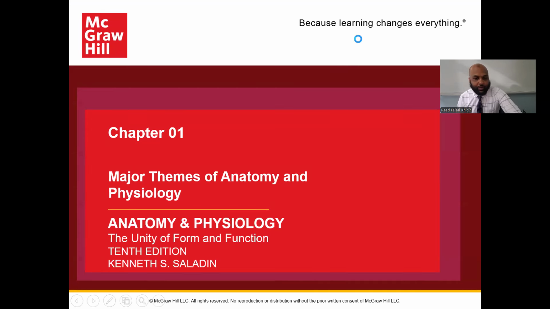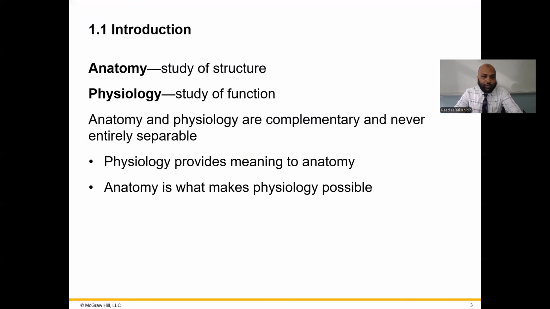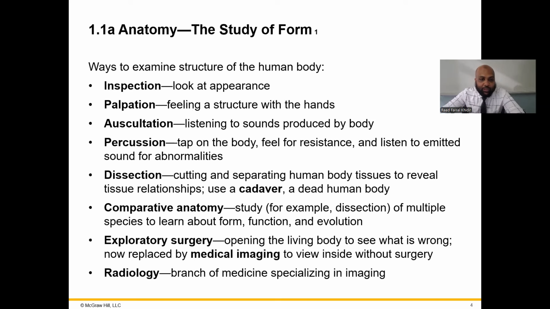Today we're going to talk about the major themes of anatomy and physiology. We already alluded to the difference between anatomy and physiology. We said that anatomy is the structure, while physiology is the function, and they are both intertwined and connected. They are inseparable. Anatomy is what makes the function possible, and the function is not done without the structural support. So anatomy and physiology are complementary and they are never entirely separable. Physiology provides meaning to anatomy, and anatomy is what makes physiology possible.